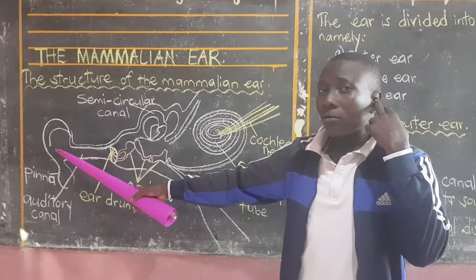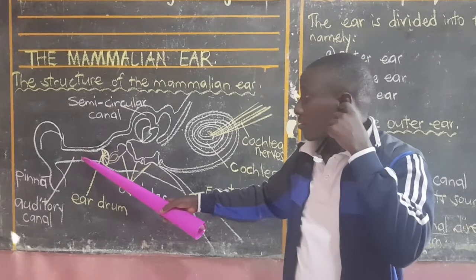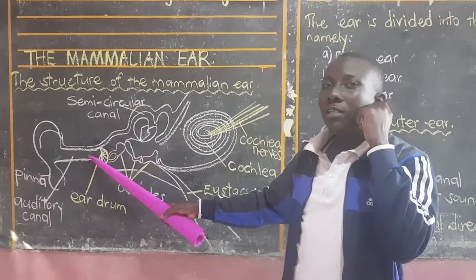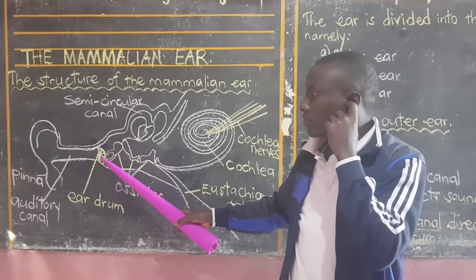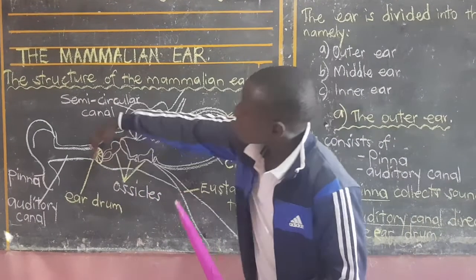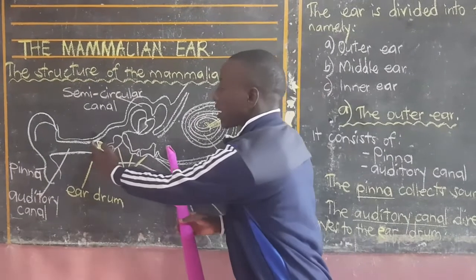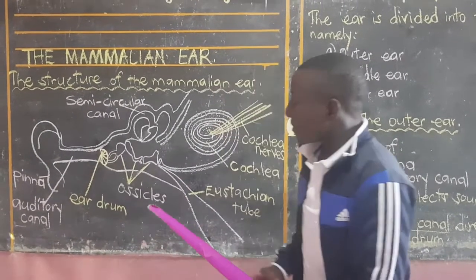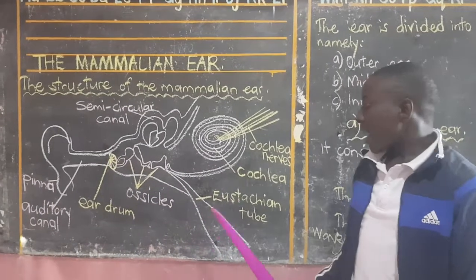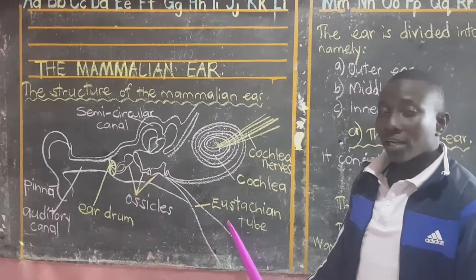After collecting sound waves, what happens? This auditory canal, it is the one which does what? It transmits those sound waves to this part, which is the eardrum. Before we even go to the eardrum, the outer ear has only these two parts, the pinna and the auditory canal. Now we are going to the middle ear. The middle ear has the eardrum, the ossicles, and the eustachian tube. Eardrum, ossicles, and the eustachian tube.